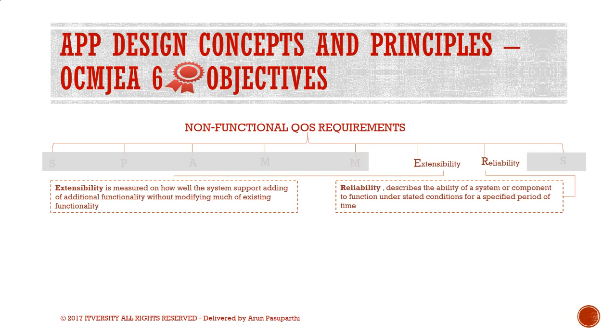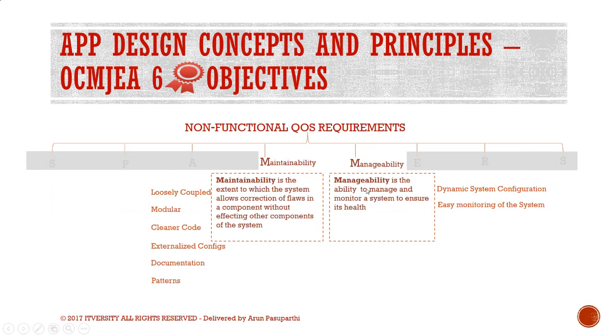The next part is extensibility and reliability. Again, two concepts very important. What is extensibility? It is measured on how well the system supports adding of additional functionality without modifying much of the existing functionality. So what is the difference between extensibility and maintainability?